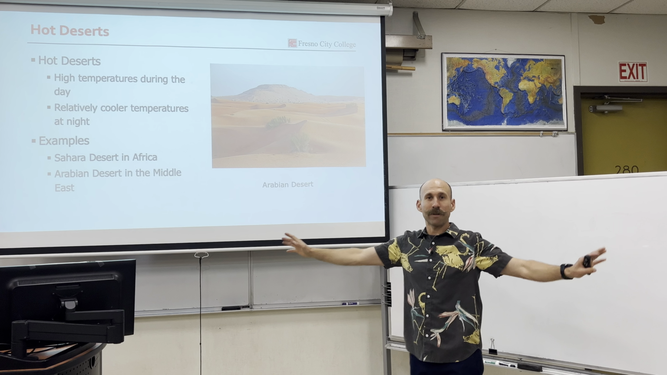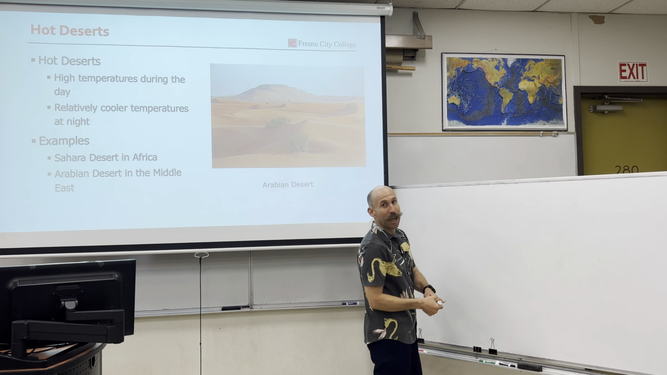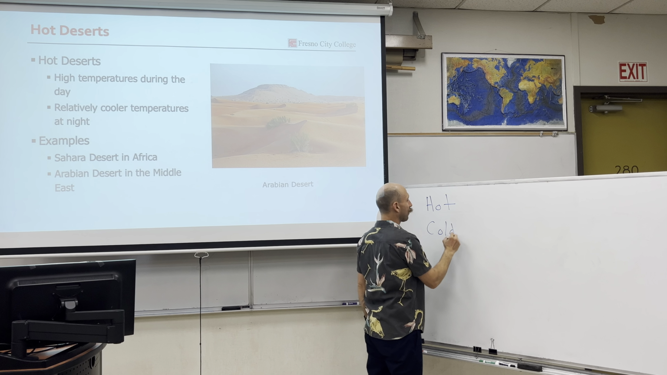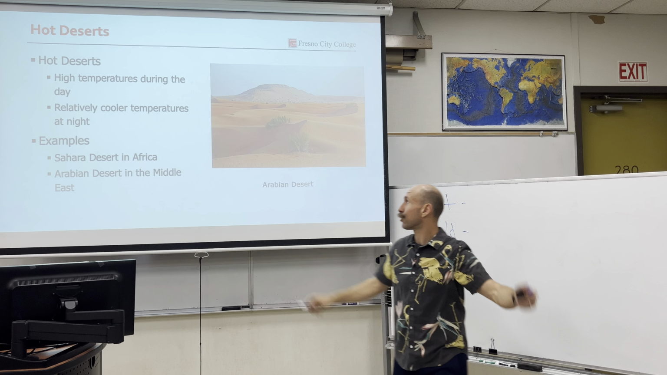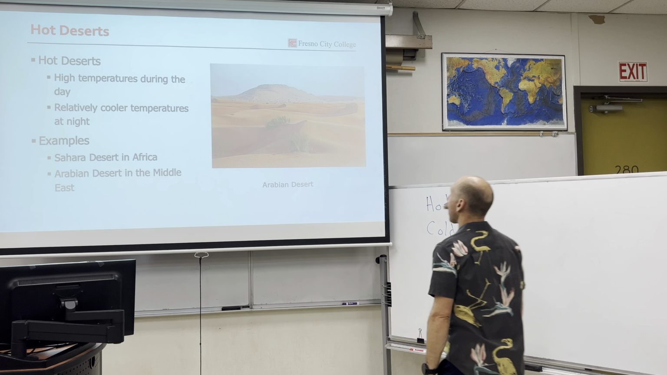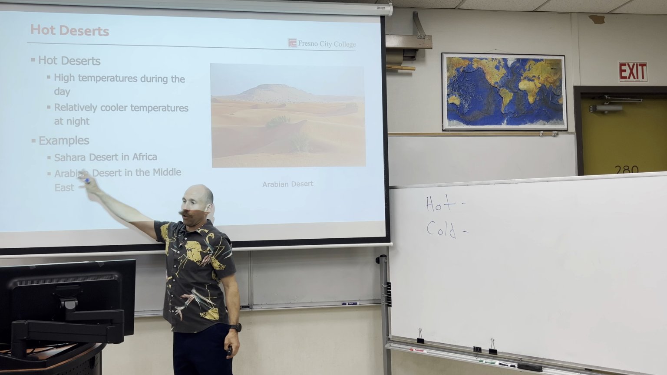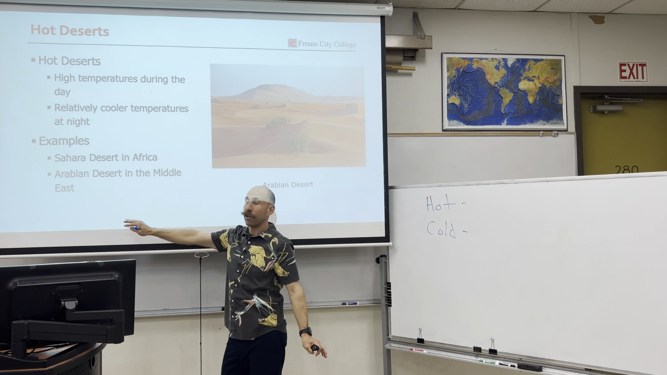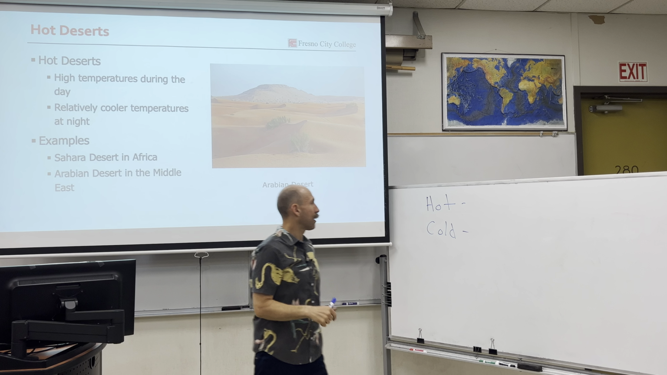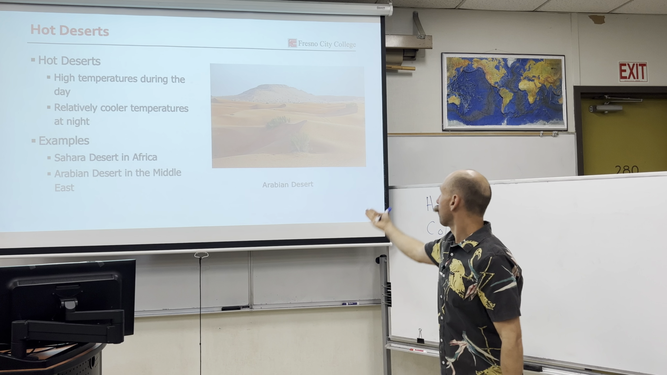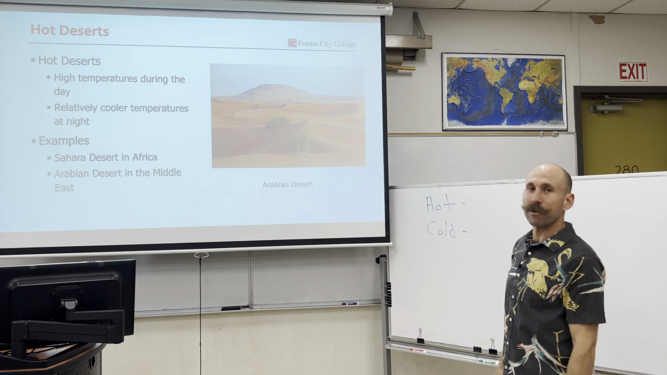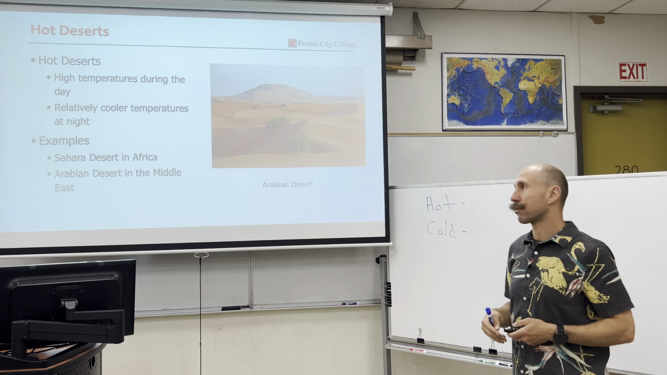So, way zoomed out, we've got hot deserts and cold deserts. And these are going to be classified by the temperatures, just like they sound. Hot deserts have hot temperatures in the day, cool temperatures at night, and we see these occurring at low latitudes, around 30 degrees: the Sahara Desert in Africa, the Arabian Desert in the Middle East. Sand dunes, typical of hot deserts, lots of sand.